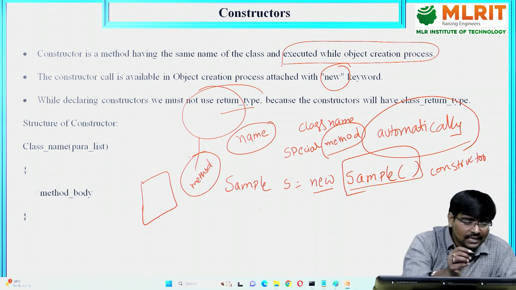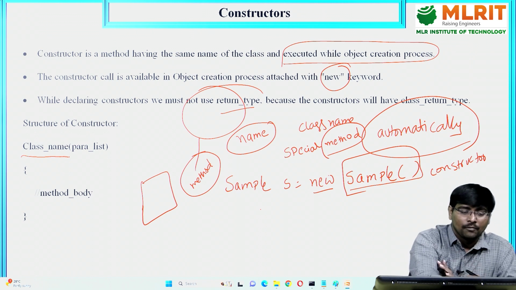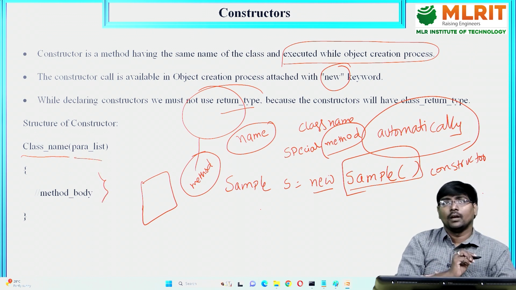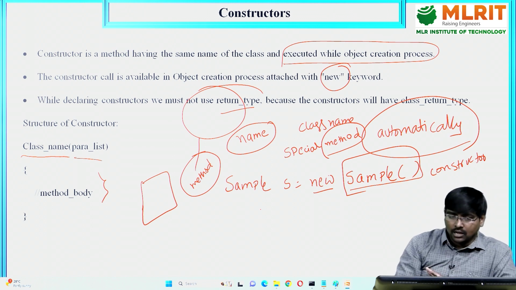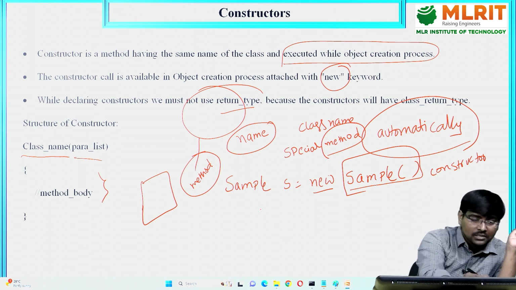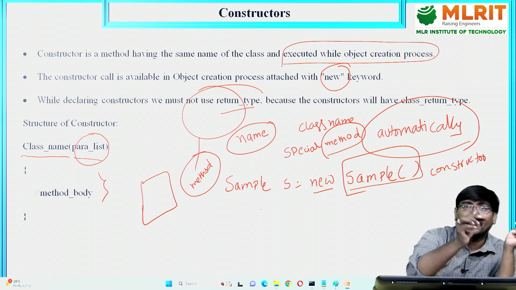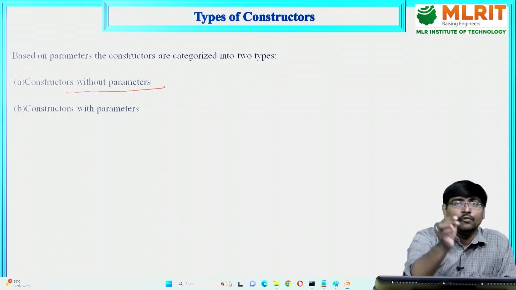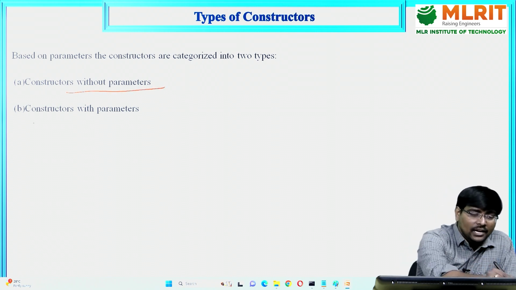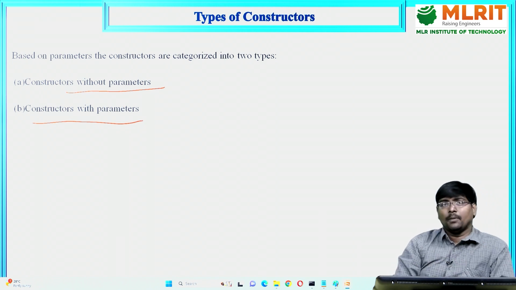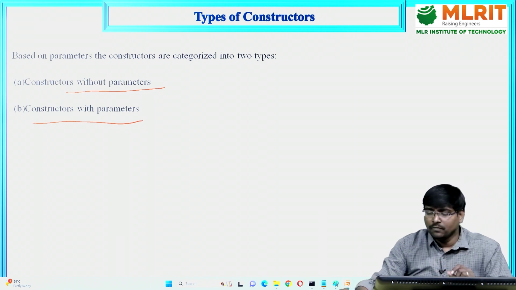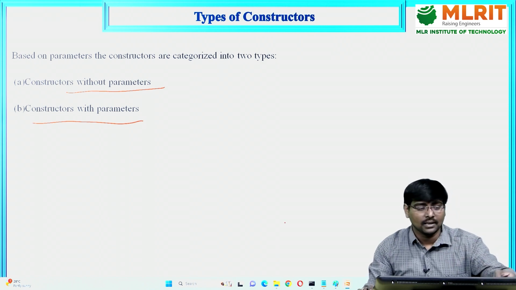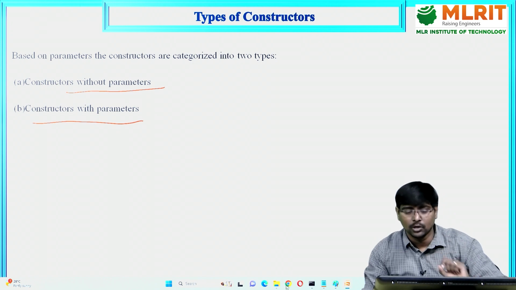Now, what is the syntax? Class name followed by parameters and then the body. Now, constructors are also divided into two types based on these parameters. One is constructor without parameter. Second one is constructor with parameter. First, I will explain without parameter very simply, and then we will move to with parameter. This with parameters plays a very crucial role.